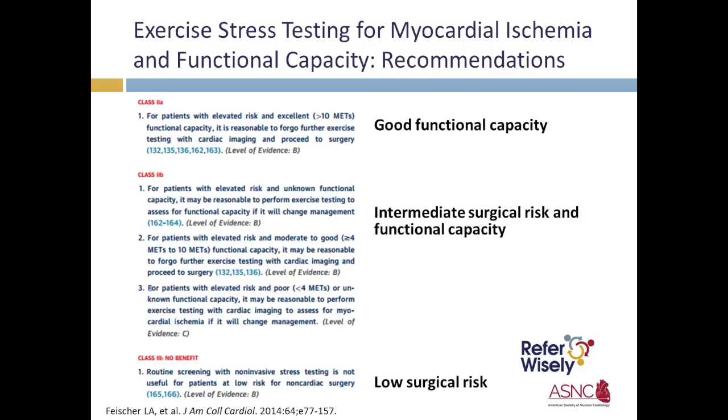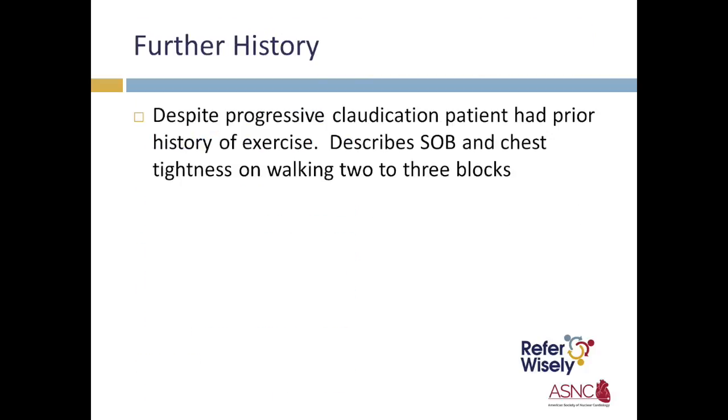Described here on the next slide are the 3 key factors. Class 2A is good functional capacity. These patients do not need to undergo pre-op testing. Down on the bottom are the patients who need to undergo low-risk surgery who need no further testing. And in the middle are the patients who are at intermediate surgical risk and functional capacity. And those are the ones who need more careful analysis as to what to do. So if you recall, I did not like the word cardiac clearance, but rather call it preoperative cardiovascular evaluation.